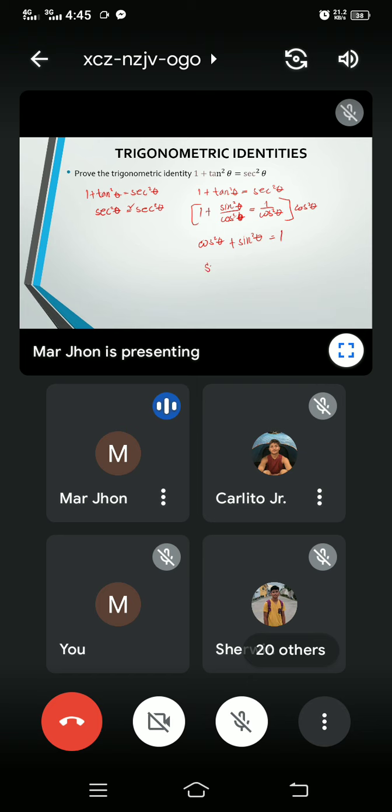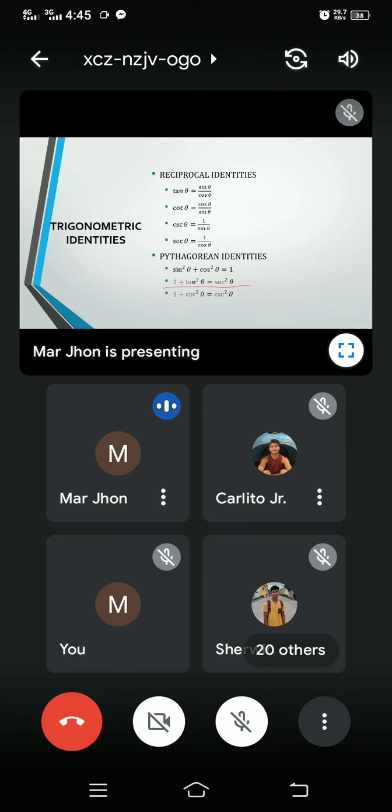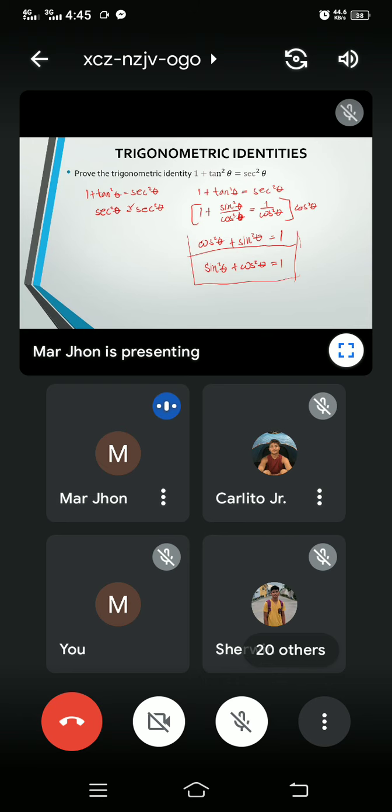So pwede ra gyapon i-write ito: sine squared theta plus cosine squared theta is equal to 1, right? As long as positive ang operation, so pwede siya mabalik-balik. So walay problema. Makita niyo man siya diri nga sine squared theta plus cosine squared theta is equal to 1. So sakto siya. We are equal.